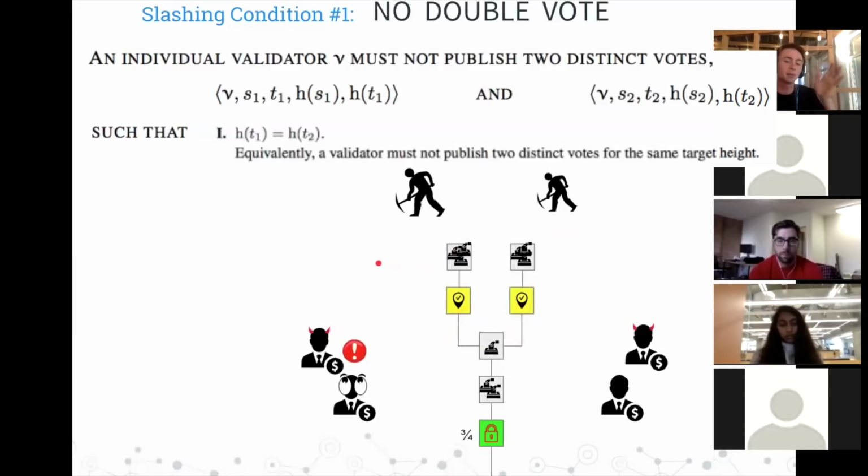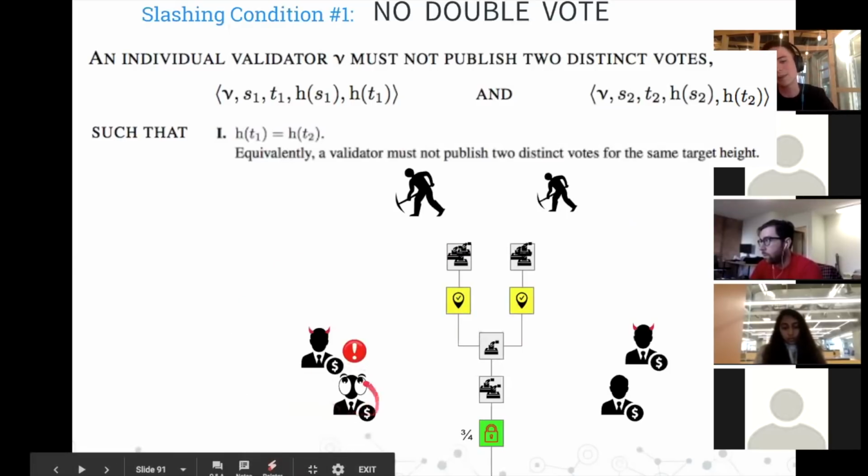And that's basically, by the way, what the slashing conditions are for. The slashing conditions are solely there to prevent two chains from being finalized without any penalties. This is solving the nothing at stake problem.